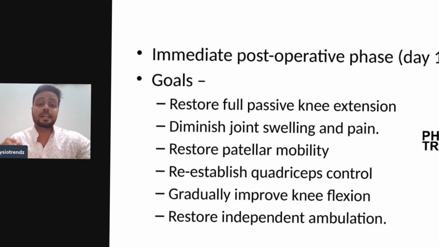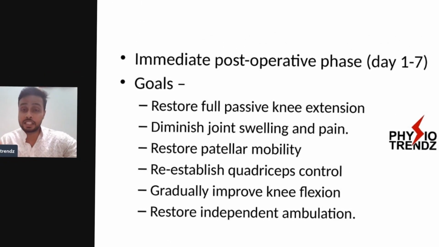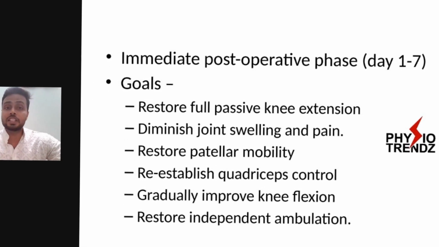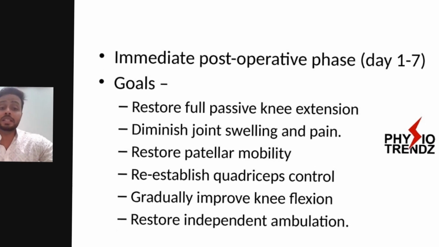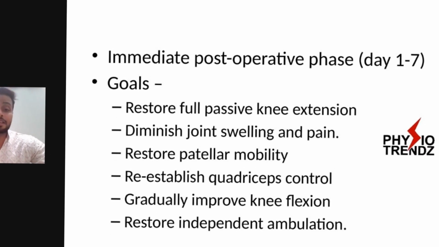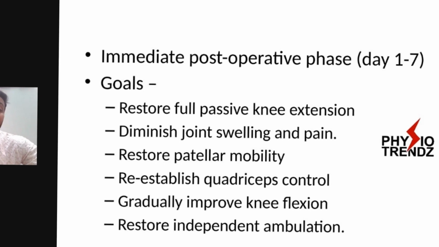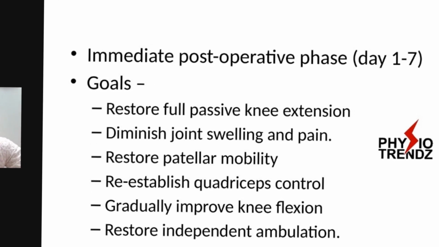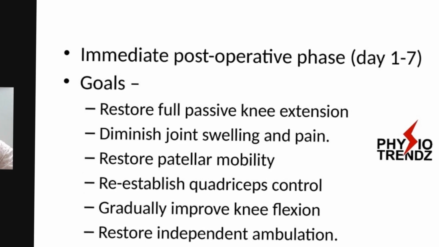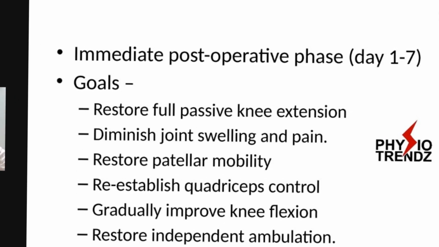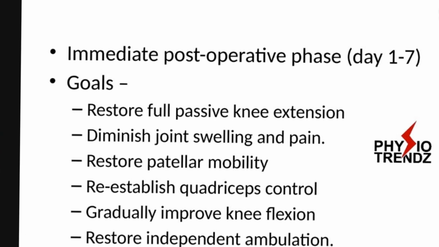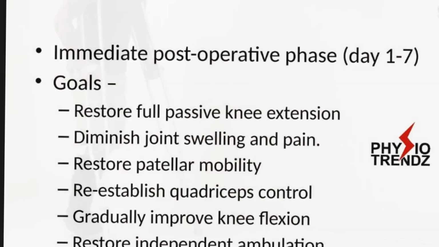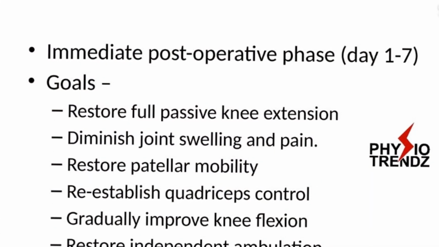Goals for us are restoring full passive knee extension because that is the most important movement for any knee ligament injury reconstruction. Second one is diminishing joint swelling and pain, restoring patellar mobility, re-establishing quadriceps control, gradually improving knee flexion, and restoring independent ambulation. Here, independent ambulation doesn't mean that the patient is walking without any assistive device, but with using an assistive device and brace, the patient should be able to walk independently. That is what it is meant for.